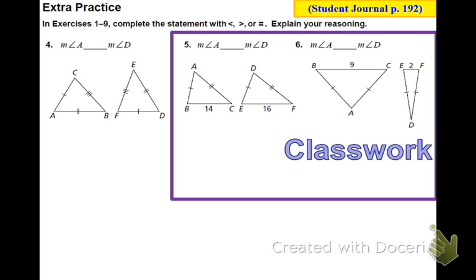They know what they get when they get me. Make sure you write the whole statement. The measure of angle A, blank, measure of angle D. That is so that you can't misplace your problems on your work.